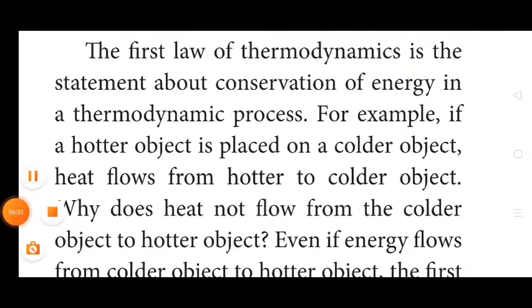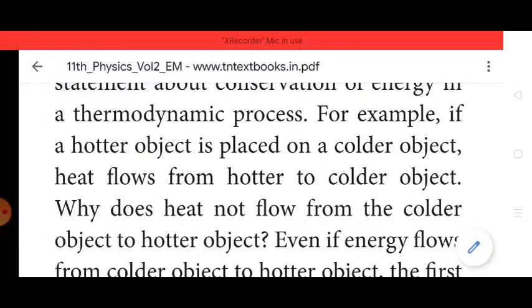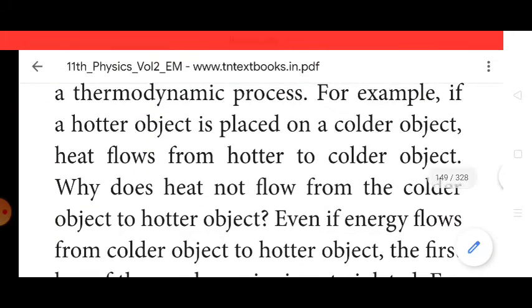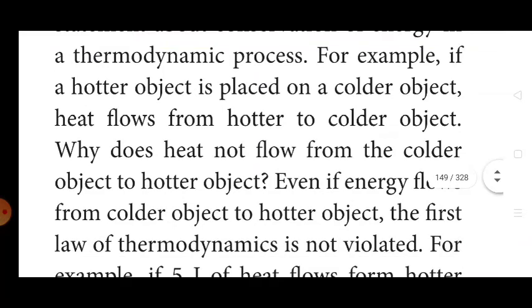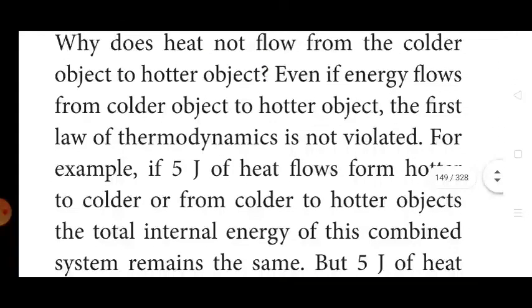The first law of thermodynamics is the statement about conservation of energy in a thermodynamic process. For example, if a hot object is placed on a colder object, heat flows from the hotter to the colder object. Why does heat not flow from the colder object to the hotter object? Even if energy flows from the colder object to the hotter object, the first law of thermodynamics is not violated.